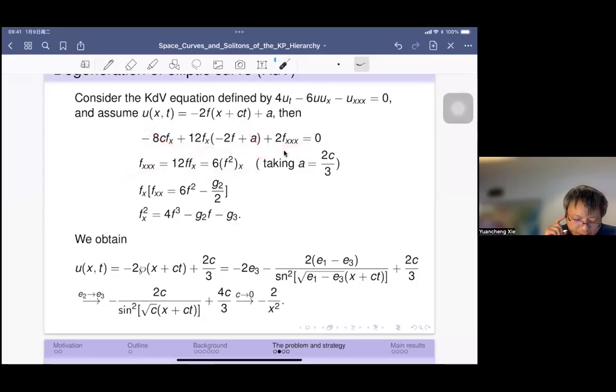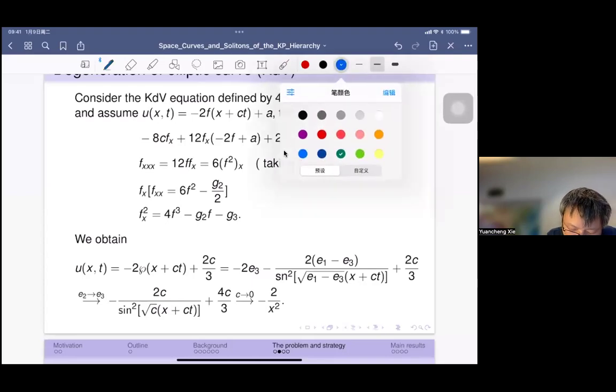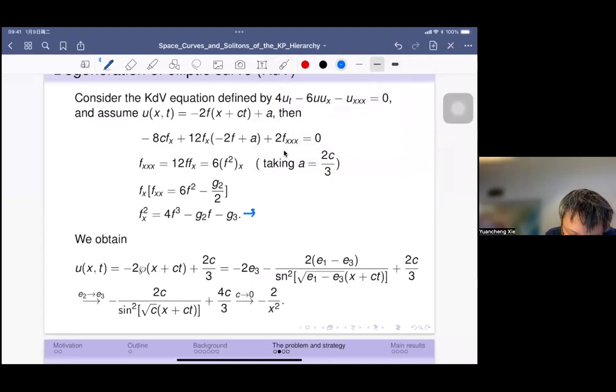That's this one. And then if we multiply f sub x on both sides, we can integrate it once and get this equation. After we integrate it once, we get this equation, and we can multiply f sub x on both sides of this equation and integrate it again. Then we will get this equation. Okay. So this one is nothing but the Weierstrass normal form.